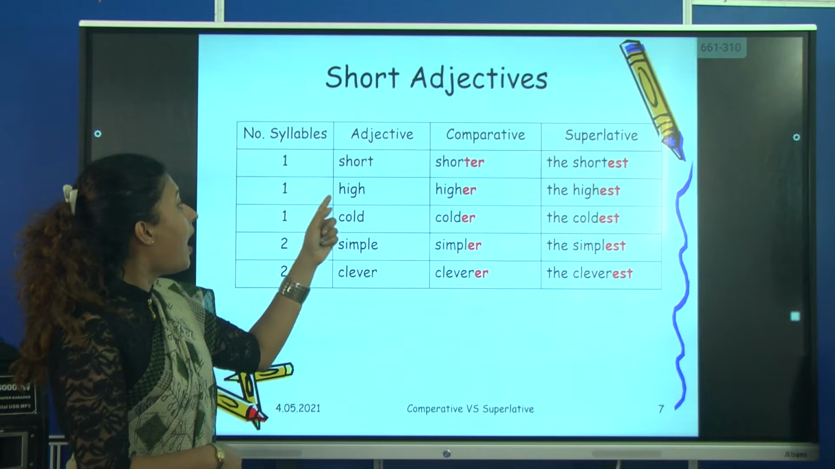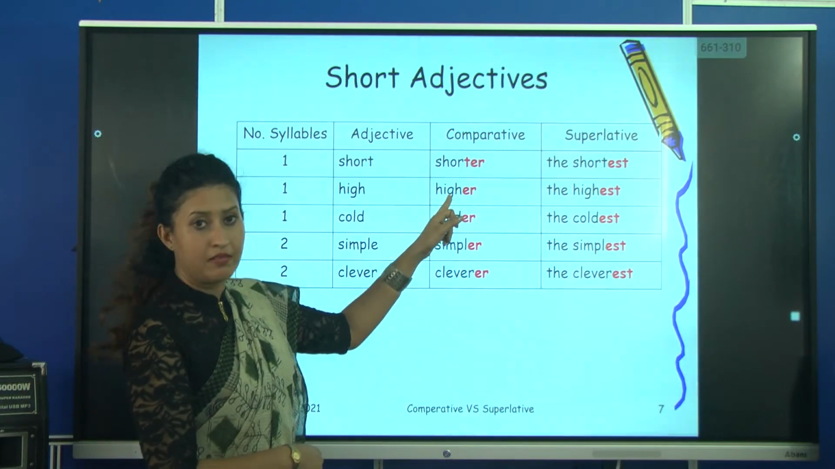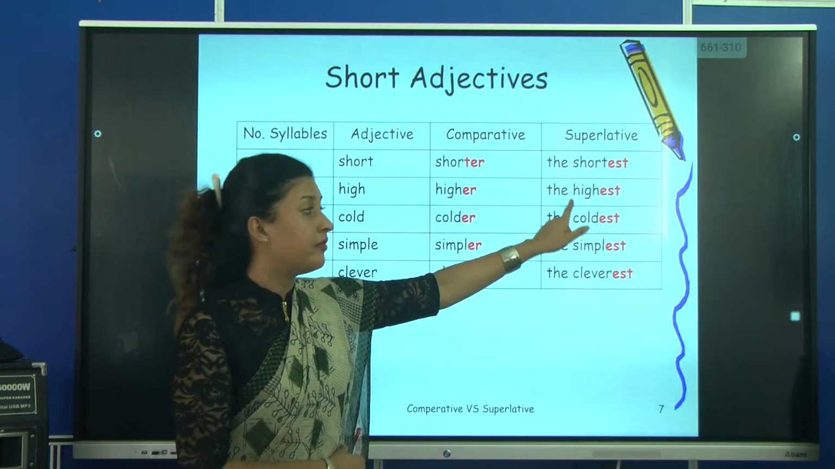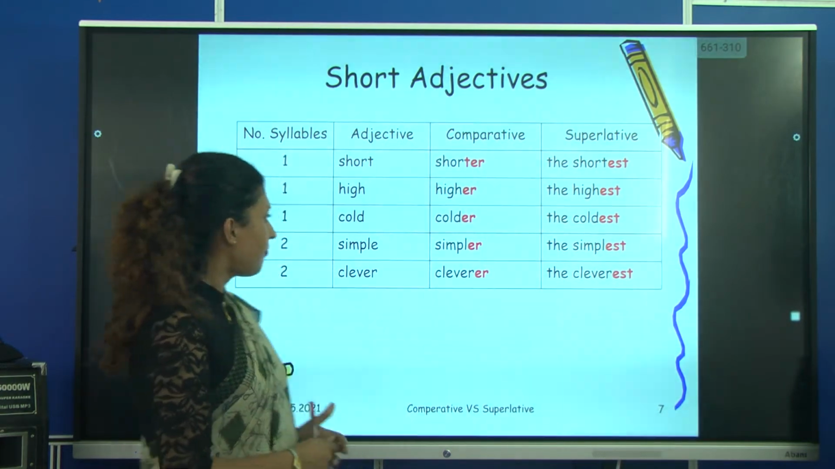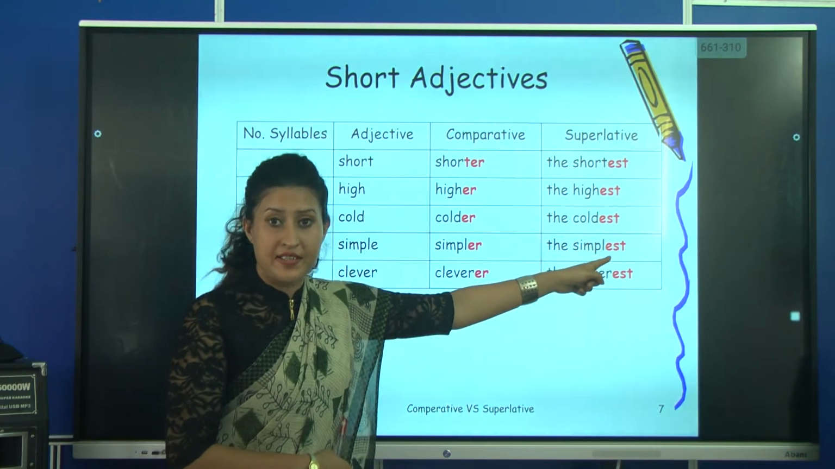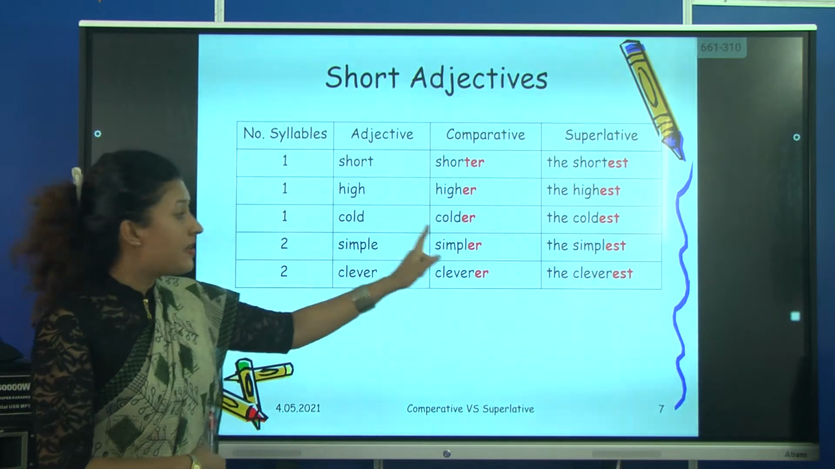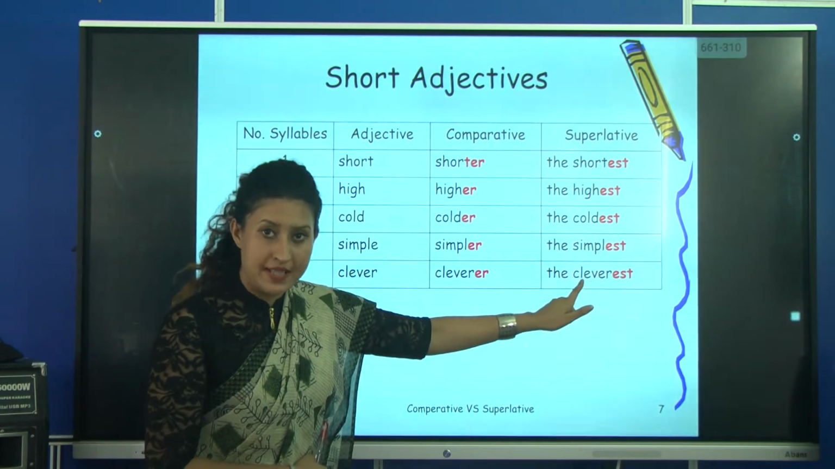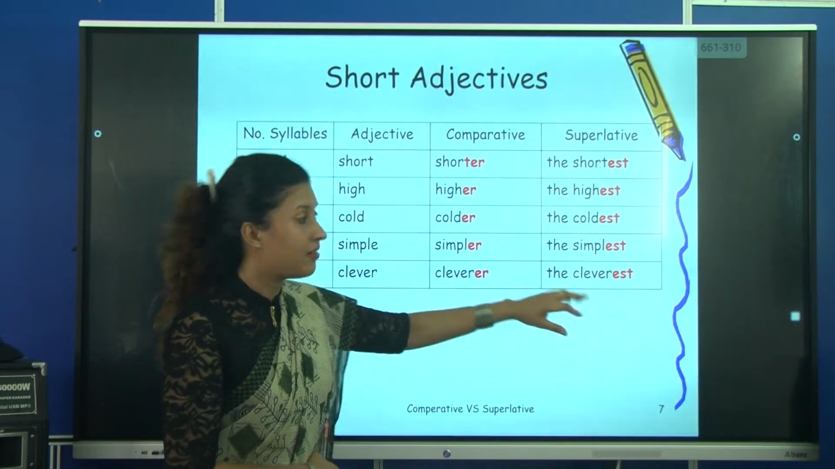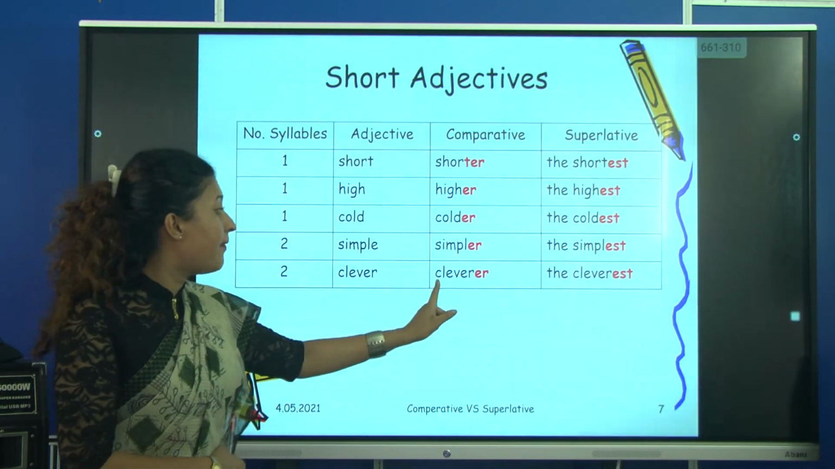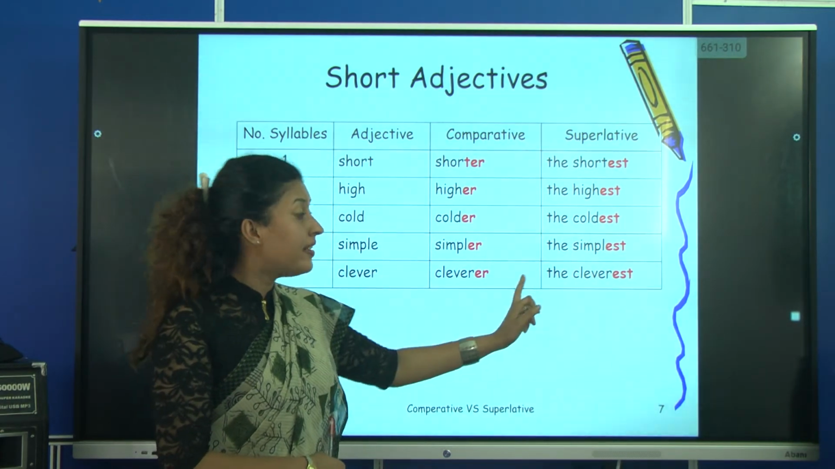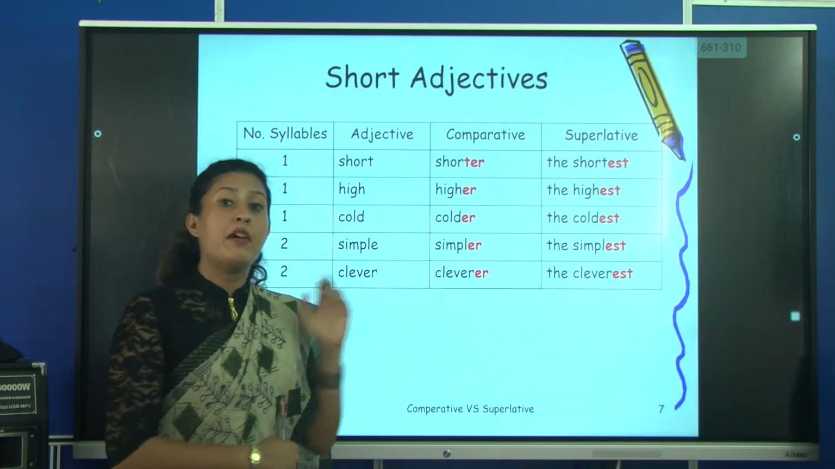Second one, it's high. Comparative adjective is higher and the superlative adjective is highest. Now, cold. Colder, coldest. Simple, simpler, simplest. Clever, cleverer, cleverest. For comparative adjectives, we have added er to the adjective. For superlative adjectives, we have added est at the end of the adjective.